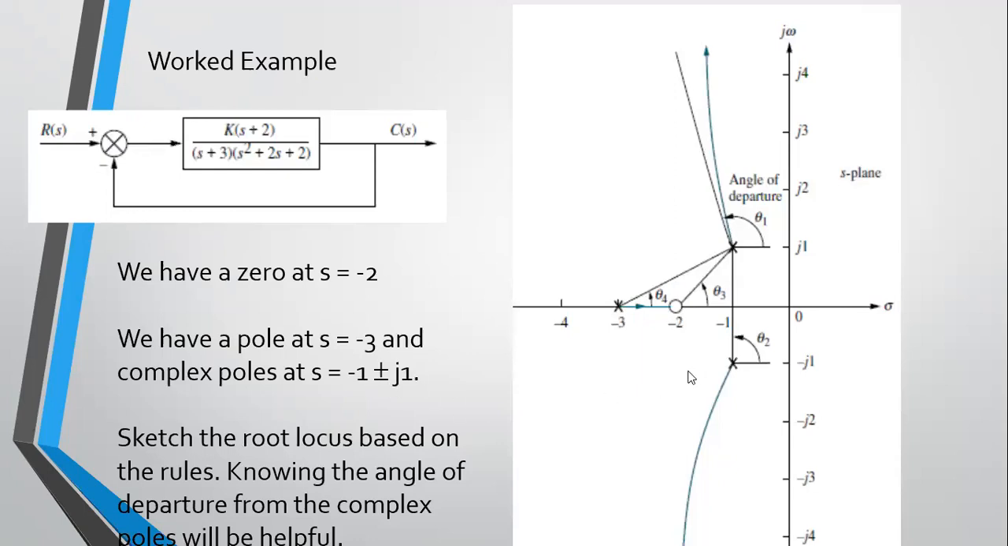The first step is to put all these poles and zeros on the complex plane. Like we said earlier, you have a pole at -3, you have a zero here at -2. These are on the real axis, and then you have these two complex poles, the complex conjugate pair at -1 plus or minus j1. Now, when you apply rule number 3 to find out which part of the real axis forms part of the root locus, you have to deal only with the poles and zeros on the real axis. So these two complex poles do not come into counting the number of poles or zeros to find the odd and even.